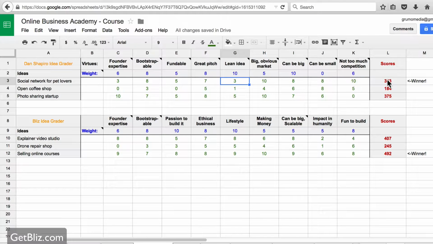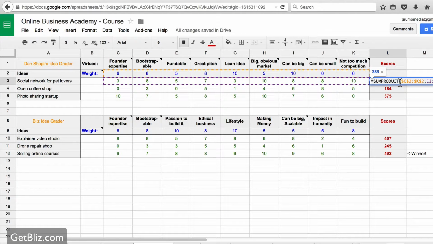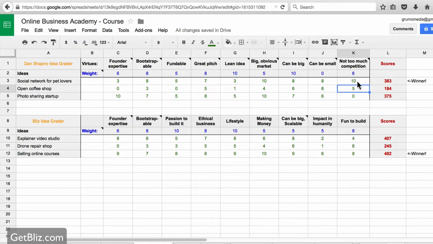Anyway, you go through all this and give them different ratings from 0 to 10, and then you add them up at the end using this formula, the sum product of the weights times the score, and you get a value. Obviously you're going to pick the top one. There are only 3 ideas here just for showing purposes, but you should have at least 10 ideas. And ideas should come not just from you. If you're working with somebody, both should give them different scores, and then you can compare which ones are the highest from both. In this case, the social network for pet lovers is the winner.